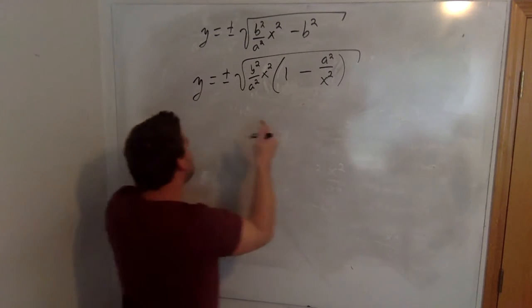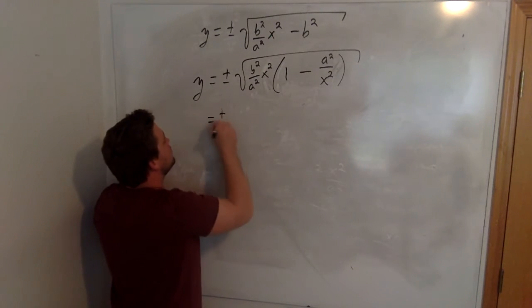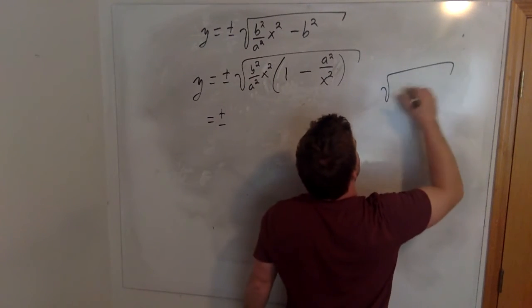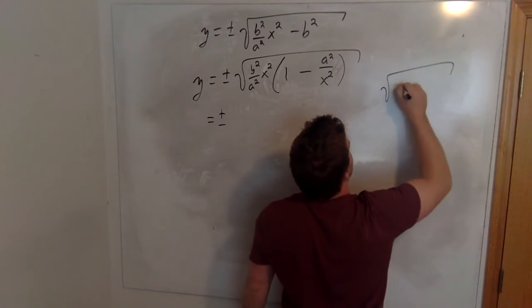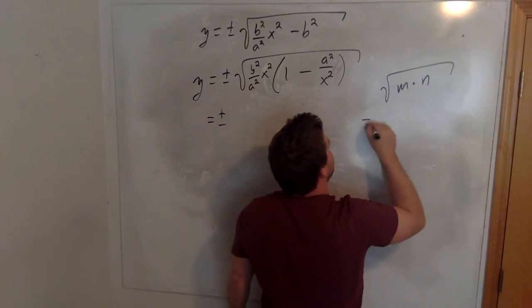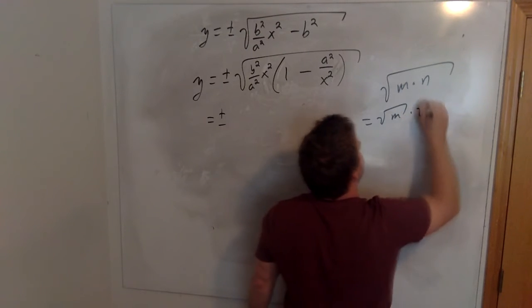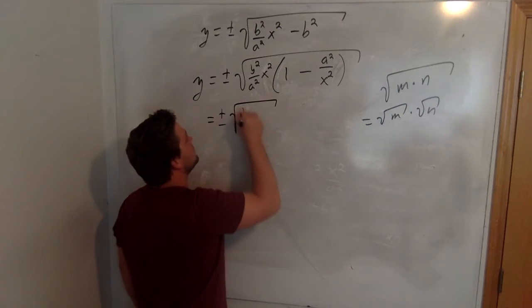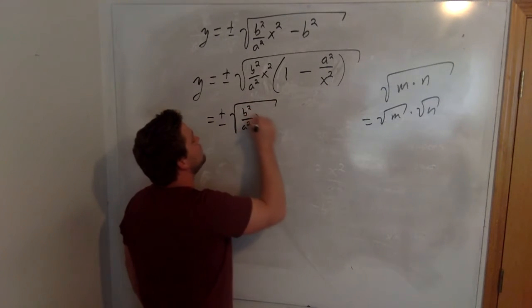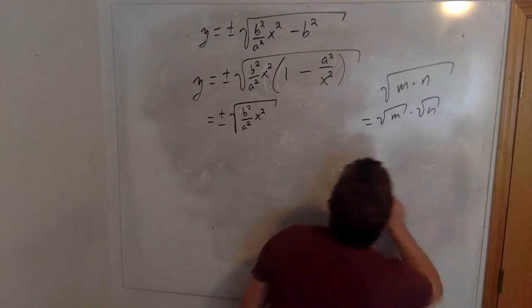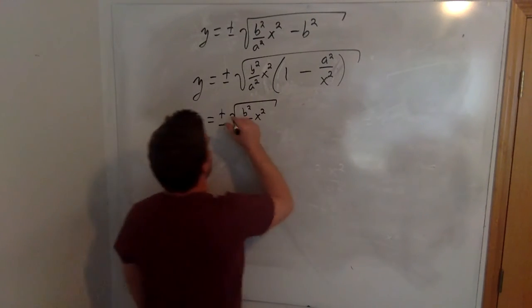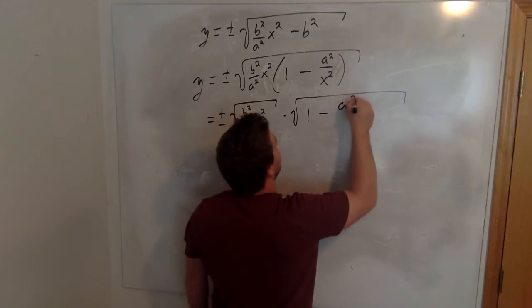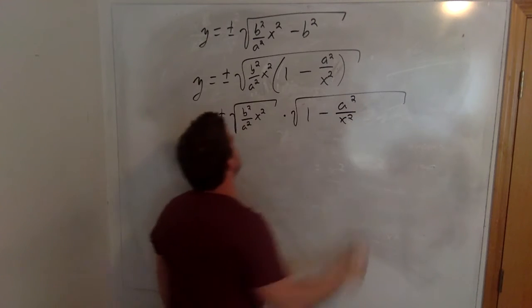Why this is kind of nice, really this is just some playing around. We'll get plus or minus. I can move this piece outside of the square root. Recall that the square root of, maybe I'll use different letters, m times n is equal to the square root of m times the square root of n. That's what I'm going to do here. So this will be equal to the square root of b squared over a squared x squared times the square root of 1 minus a squared over x squared.